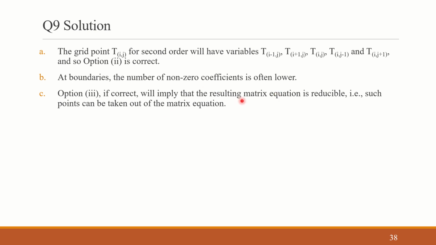Will the resulting matrix equation be reducible? Such points can be taken out of the matrix equations. So that is why the resulting matrix equation is reducible. That is only one max. I mean it will have exactly one, it was mentioned, right? If that is the case, points can be taken out of the matrix equation. So that again is not feasible, I mean not practical.